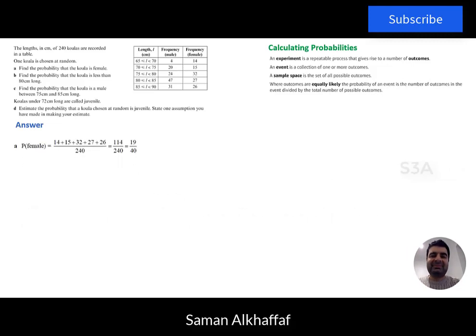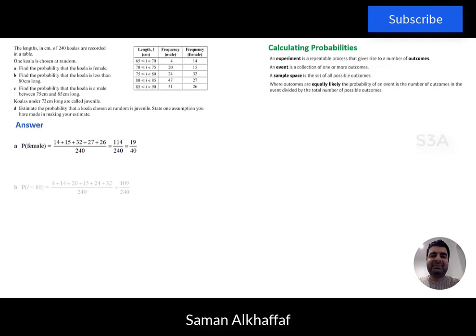So by taking the frequencies added all to each other and taking the total, which is the male and the female, that would give us on the top 114 divided by 240, and that would give us 19 out of 40. And for part B, we need to find the probability that the koala is less than 80 centimeters. So here we look mainly at the ranges and frequencies below 80 centimeters.